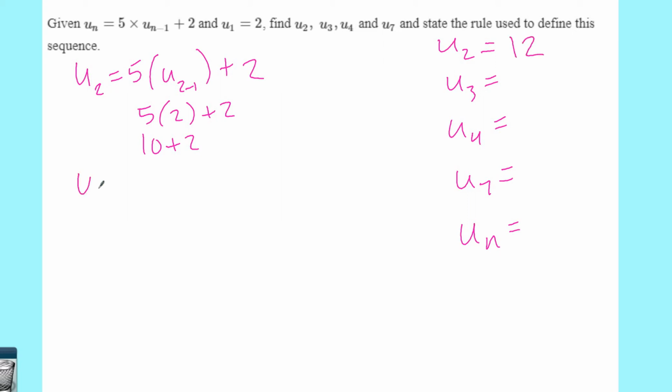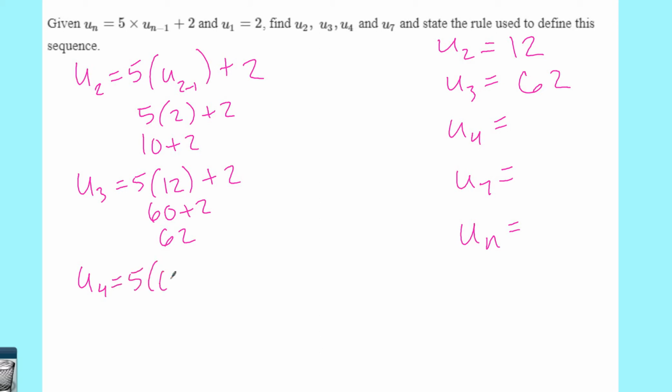Now to find the third term, you do 5 times the previous one, which was 12, and then add 2. So we get 60 plus 2, 62. Keep on doing it. Fourth term, 5 times the previous one, plus 2. That's going to be 310 plus 2, 312.